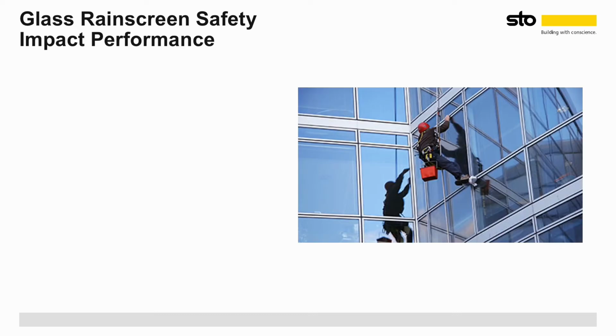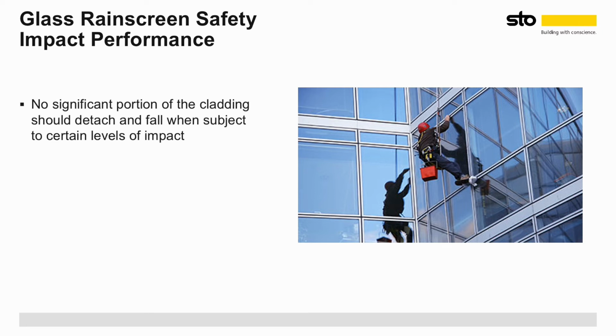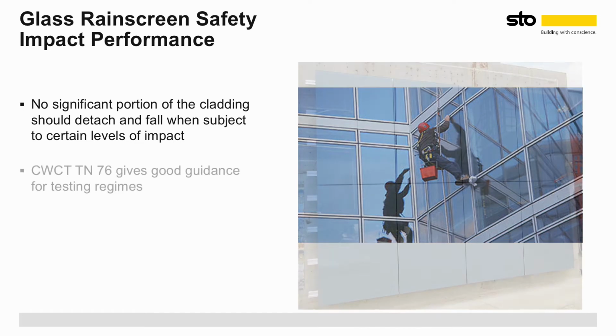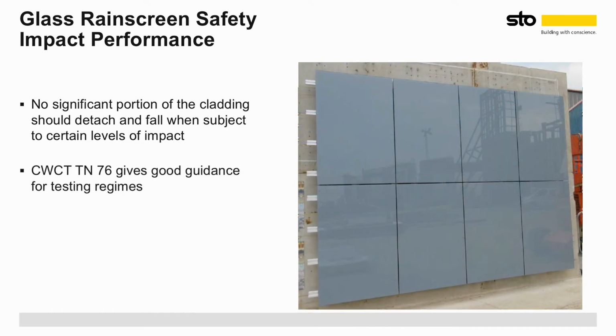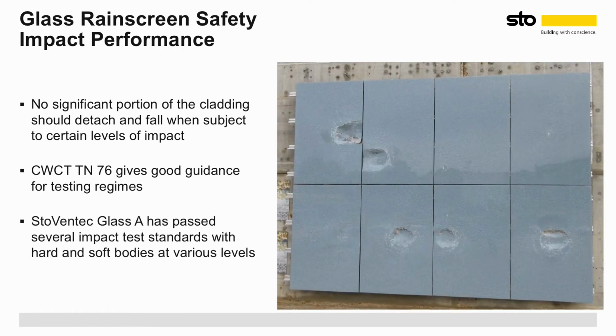When specifying a glass surface, it's important to know the performance of the system in relation to its finished location, as no significant portion of the cladding should detach and fall when subject to certain levels of impact. For example, public safety zones require rigorous impact and blast testing. CWCT TN 76 gives good guidance for testing regimes. Let's see some of the different types of test available for impact and explosion forces.